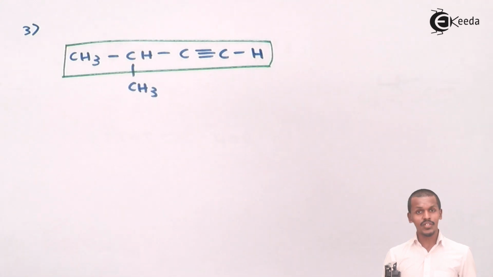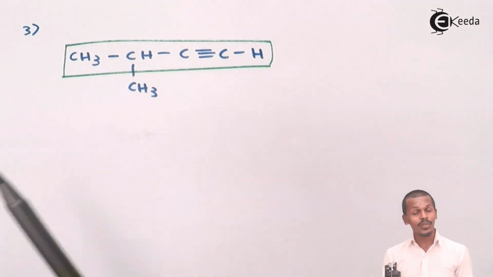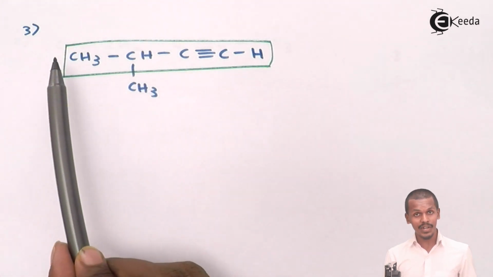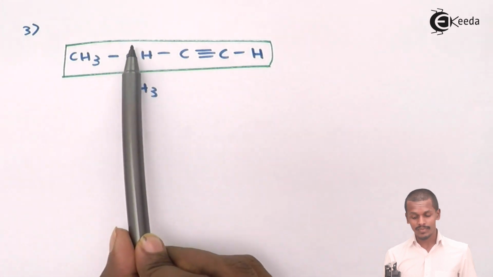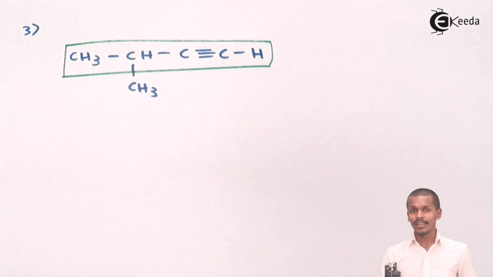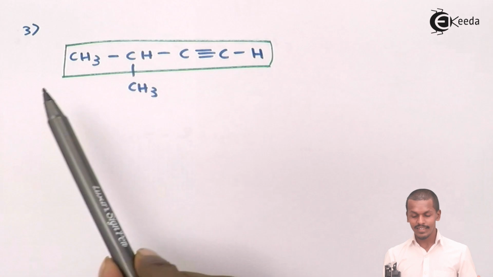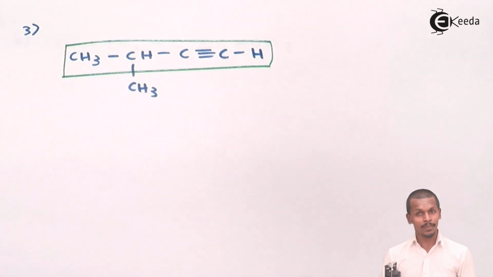But the numbering will start from which end? That is the main thing. Suppose this would have been an alkane, then the numbering would have started from that end where we could have received a branching nearer to that end. So if this would have been an alkane, the numbering would have started from here, that is 1, 2, 3, 4. But the rules of IUPAC nomenclature of alkynes state that we have to number from that end where we could get the multiple bond nearer to that end. So in this case, the carbon-carbon triple bond is the multiple bond that I am observing over here.